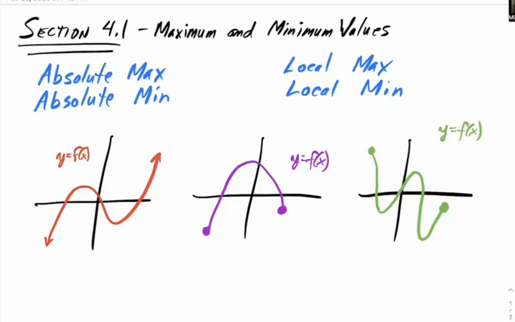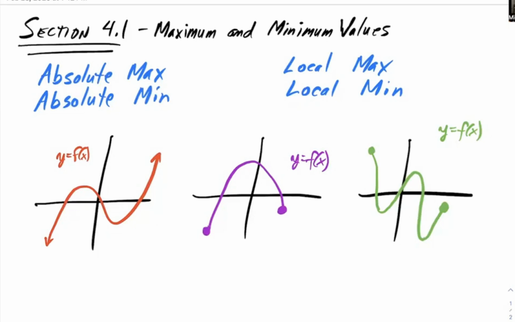So first, here on the left, we have a graph that's in red. An absolute max means that it is the largest y value of the function throughout the whole domain of the function. So if you have an absolute max, there's no other y values on the graph that are larger than it. An absolute min is the same idea, except that it's the smallest y value for the entire graph of the function.